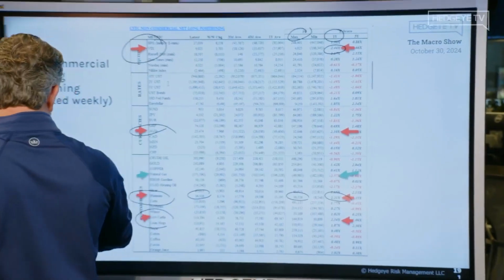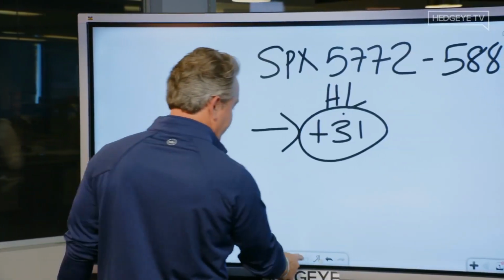DJT, you know what that is? We don't cover it. Is that the Trump stock? You're paying attention, you are. Yeah, the DJT, the Trump media stock. Yep. Okay. This is another good example of the process.